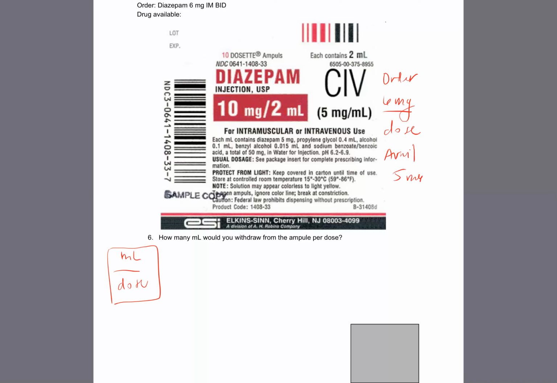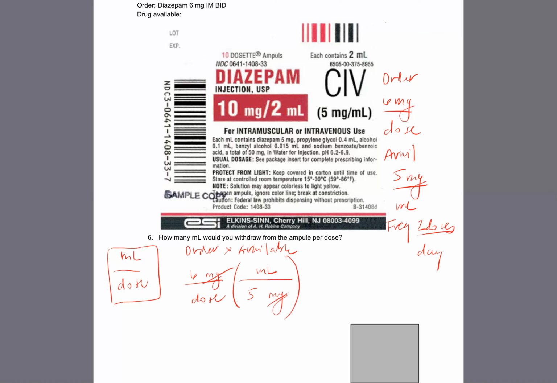Availability is 5 milligrams per ml. Frequency is BID or 2 doses per day. So we're going to go ahead and follow our equation. Order times availability, 6 milligrams per dose. We want the milligram units to cancel, so we want 5 milligrams in the denominator, milliliters in the numerator, and you're left with 6 divided by 5, which is 1.2 mLs per dose.